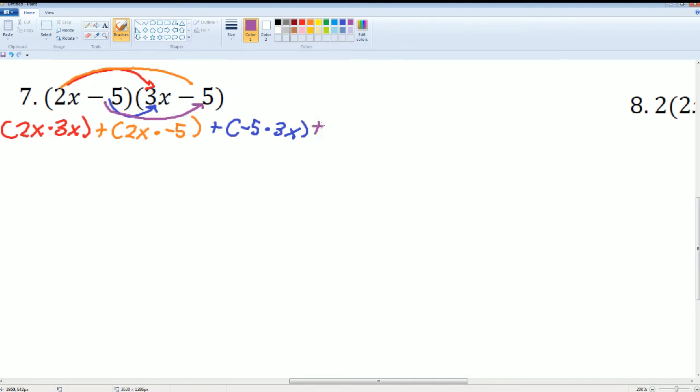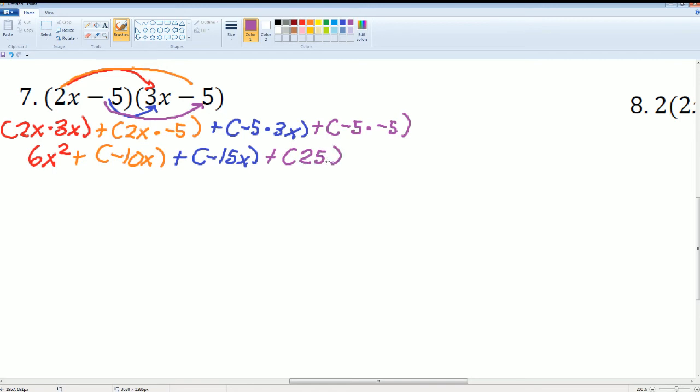So it'll be plus negative 5 times negative 5. All right. What is 2x times 3x? Becomes 6x squared. Okay. Plus 2x times negative 5, negative 10x. Okay. Negative 5 times 3x, so that's negative 15x. And negative 5 times negative 5 becomes a positive 25.